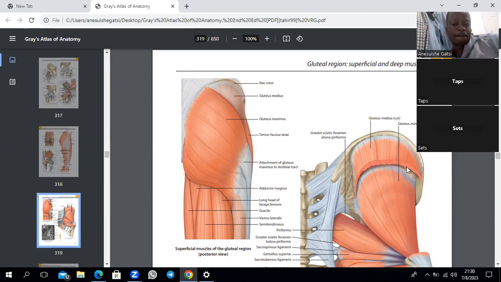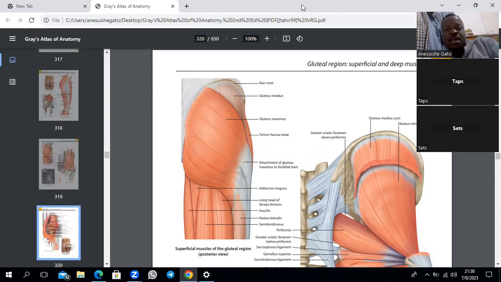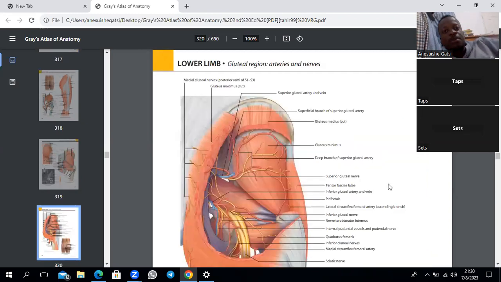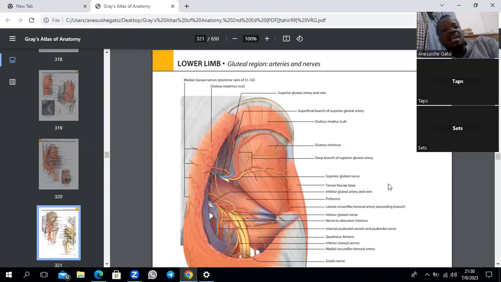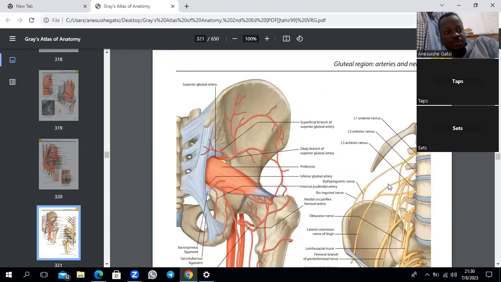Okay. And then the deep muscles of the gluteal region. Right. So remember I said the muscles that we're going to call deep in the gluteal region, they're classically grouped as lateral rotators of the hip. Right. This is one of them, the piriformis.